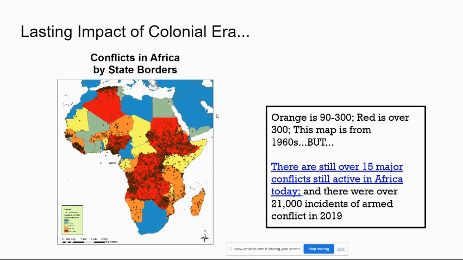So when we look at conflict today, a lot of conflict that comes from boundary disputes can be traced back to this colonial period, to those superimposed boundaries that were created by colonial powers. So an example here is conflicts in Africa today. Many ethnic conflicts, this is conflicts in Africa over time, but there are still over 15 major conflicts still active today in Africa, including currently in the state of Sudan. And many of them can be traced back to ethnic differences or ethnic conflicts that were created by those boundaries.